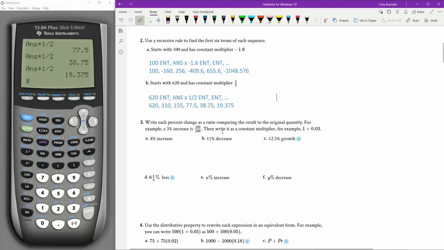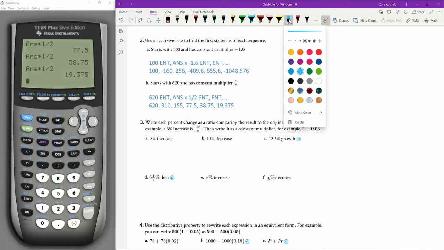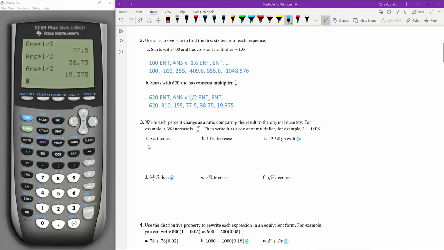Write each percentage as a ratio comparing the result to the original quantity. For example, a 3% increase is 103 over 100. Then write it as a constant multiplier. For example, 1 plus 0.03. Okay. So we'll write this as a fraction. If we have an 8% increase and you started with 100, you're going to end up at 108%. Do we want to simplify this? That's the question. I think we'll just leave it as is.